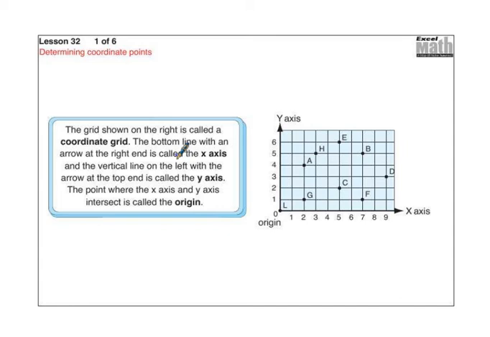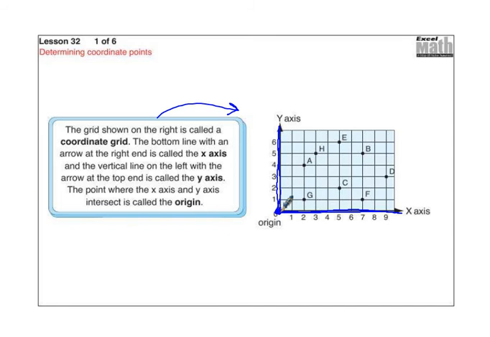And here we go. The grid shown on the right is called a coordinate grid. The bottom line with an arrow to the right end is called the x-axis. And that's right here. This is the x-axis. And the vertical line to the left with the arrow at the top is called the y-axis. This is the y-axis. The point where the x-axis and y-axis intersect is called the origin. This is called the origin.